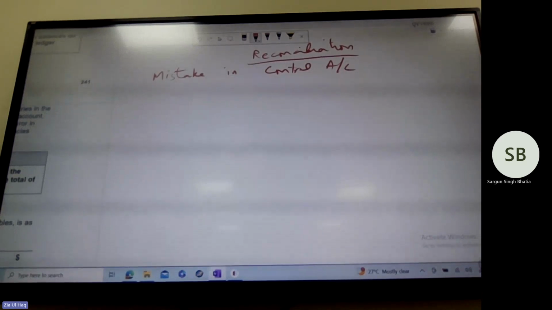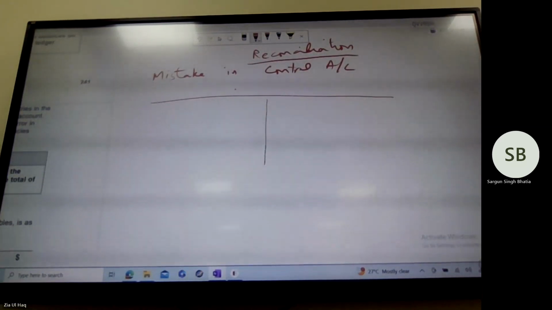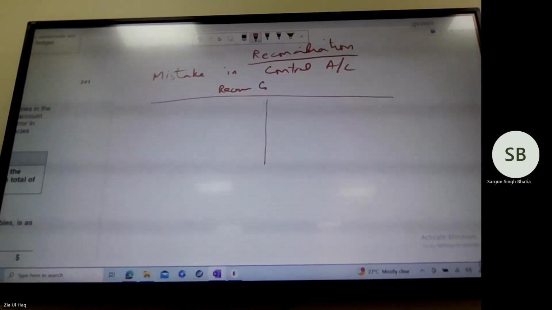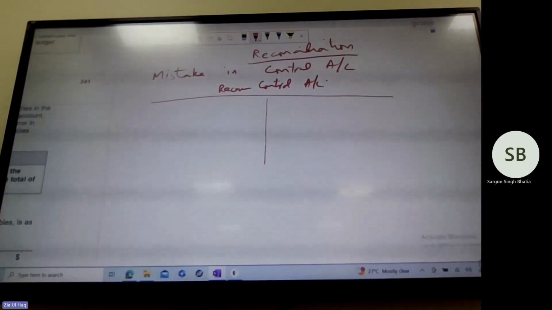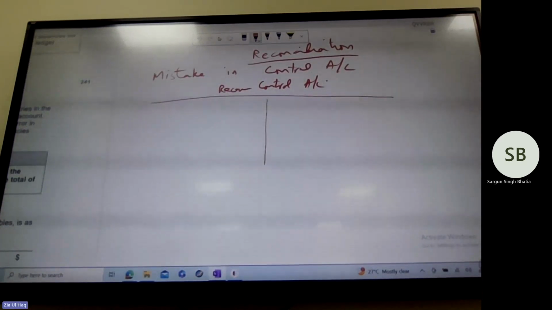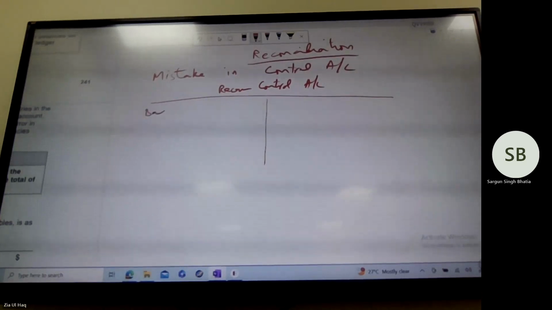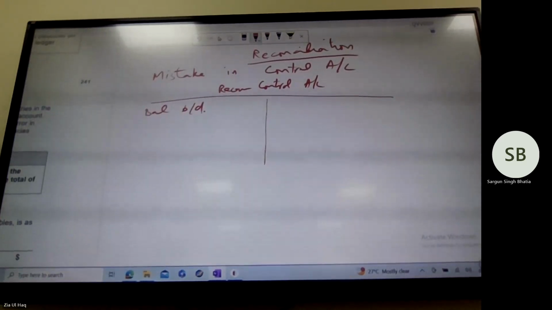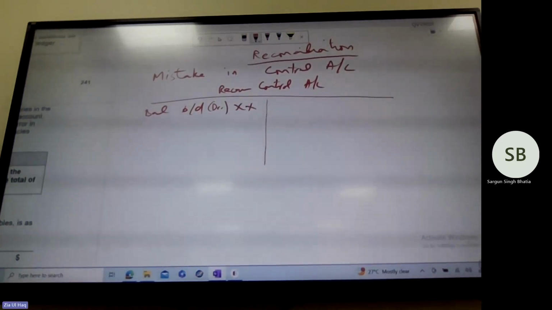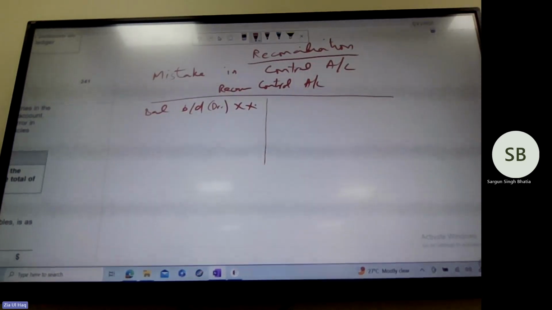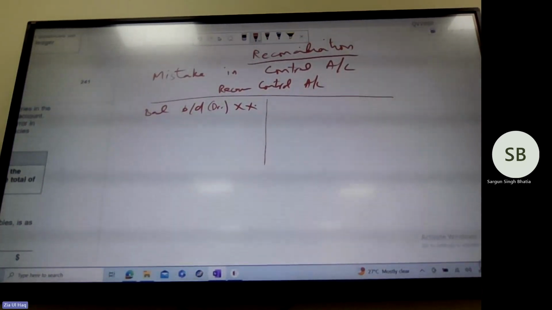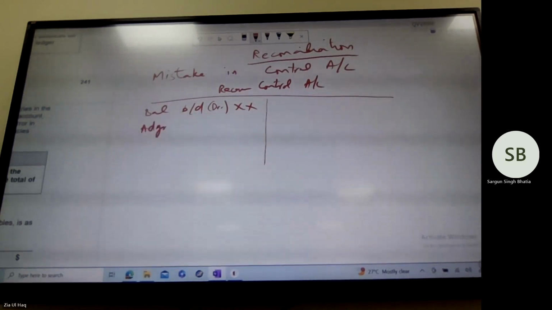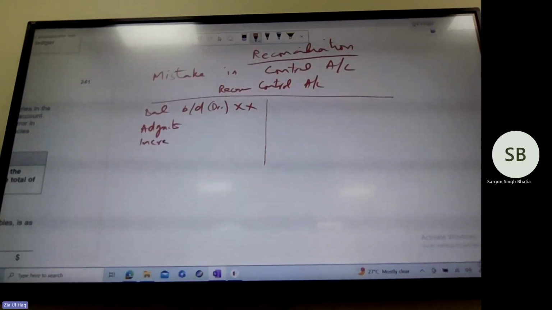If the mistake is in control account, what we will do, we'll open our receivable control account. Control account means combined ledger of all the receivables. So we will write here balance brought down, mean debit balance. That is the normal case. If due to that mistake there is a chance of increase in receivable, we will record here adjustment, increase in receivable.